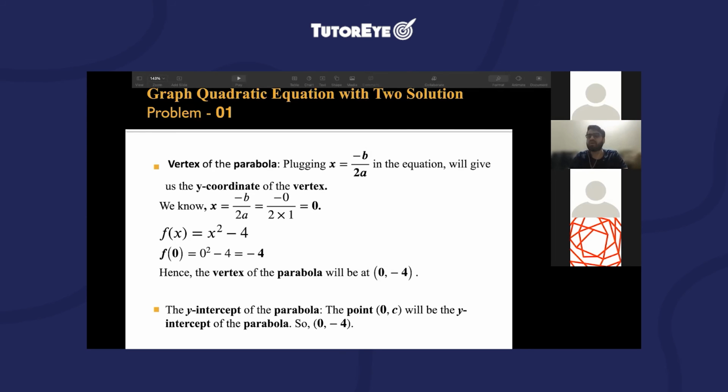Now we have to find the vertex of the parabola, right? To find the vertex, we know that the point will be 0 comma c, right? So when we put that 0 into the equation, which is f(x) equals x square minus 4, so x will be equal to 0, we get c, which is minus 4. This means the vertex of the parabola will be at 0 comma minus 4, right?